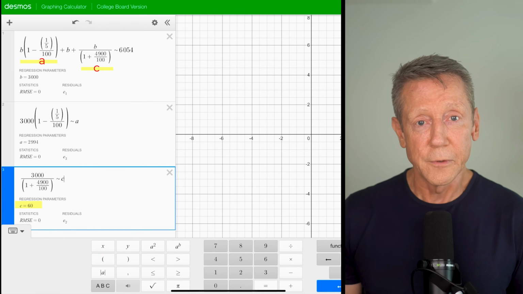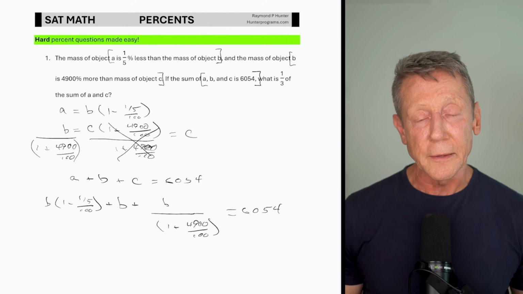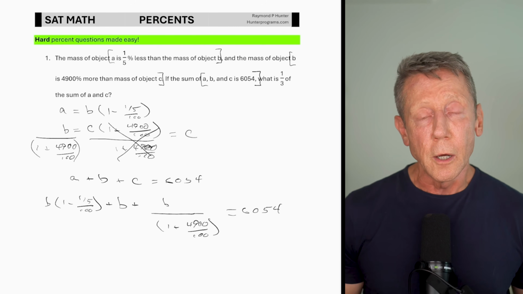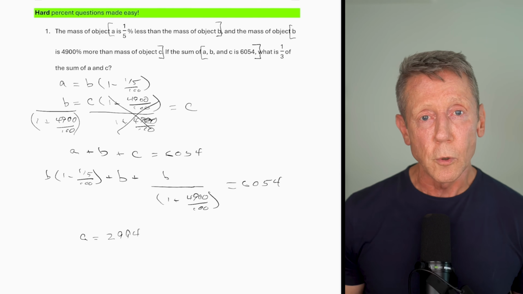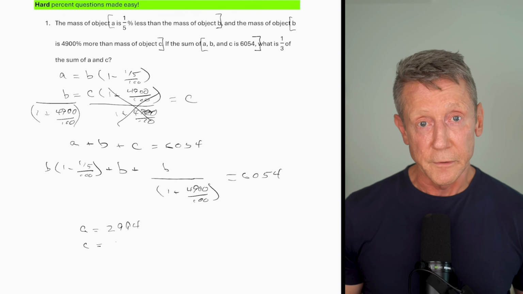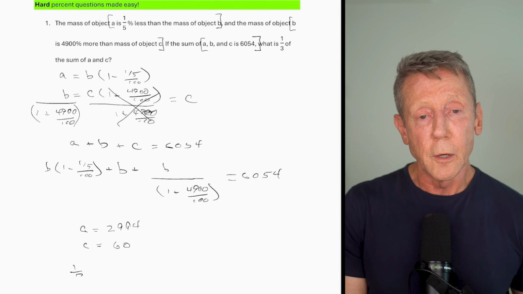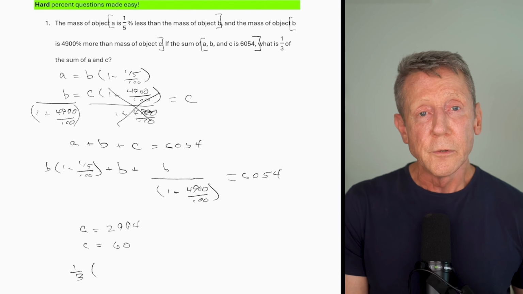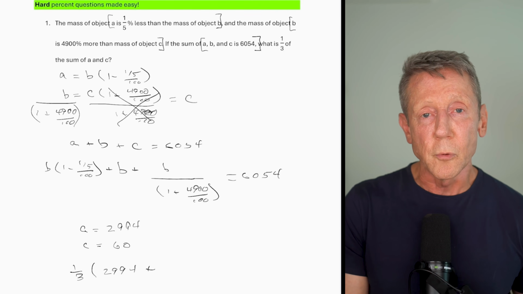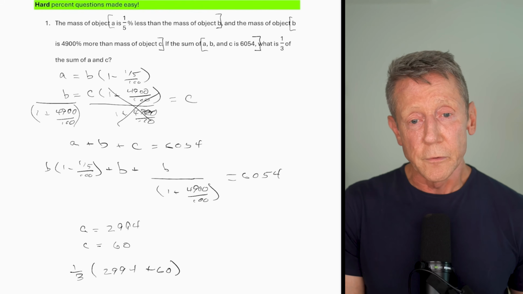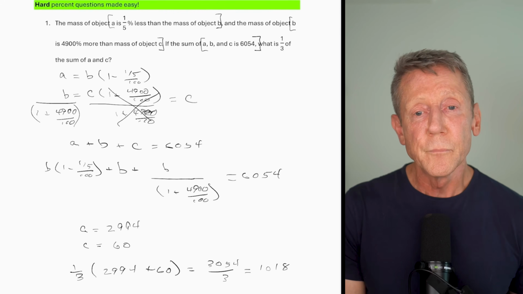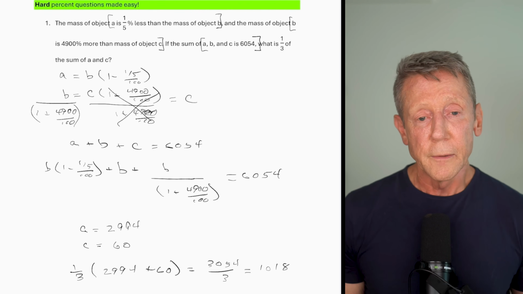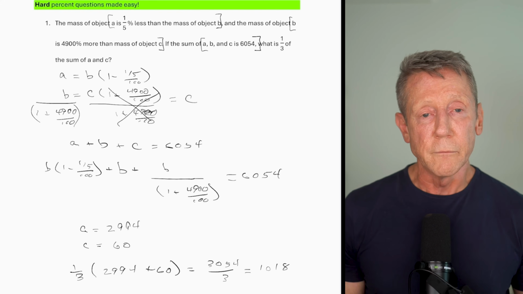Let's head back over to the worksheet. Let's take a look at what the final thing is asking for. It's asking for 1/3 of the sum of A plus C. So from Desmos, we figured out that A is 2994, and that C is 60. So we're going to write 1/3 of means times, so open paren, 2994 plus 60, close paren, equals, and then the sum of those is 3054 over 3, and that's equal to 1018. And if I look, I'm going to double check, is this what they're asking for? 1/3 of the sum of A and C?